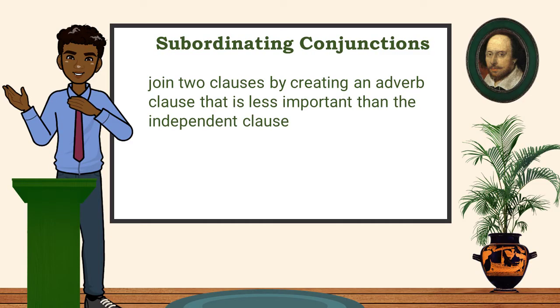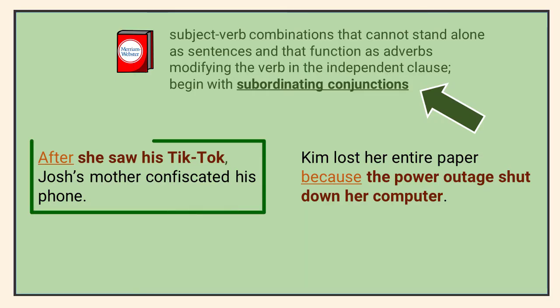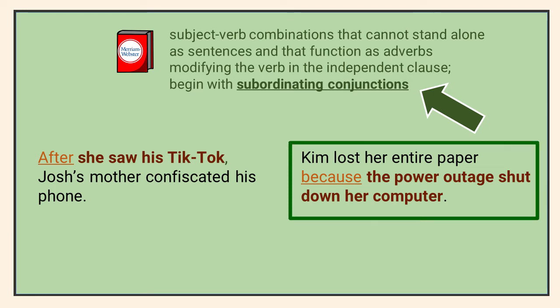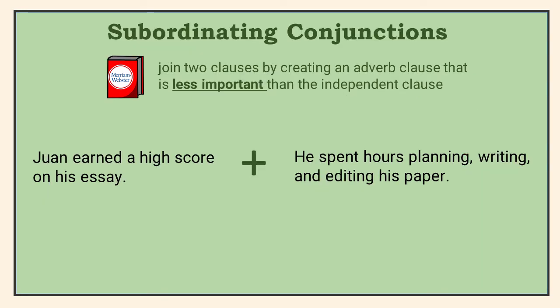They create an adverb clause that contains less important information than the independent clause does. What's most important to the writer of this first sentence is that Josh's mother confiscated the phone. It's less important when she did it, or even the implied why. Clearly, he created something inappropriate. That Kim lost her paper is more important than why. Think about how you can join these two independent clauses by changing the second one into an adverb clause modifying earned.